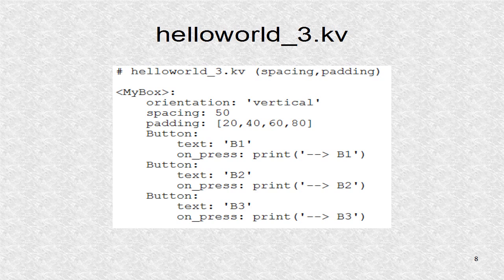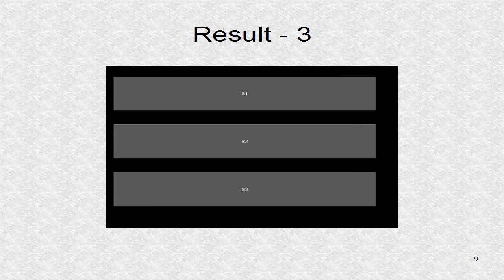Padding adds margins between the layout and its child widgets. Padding is a Python list of 4 elements referring to the left, top, right, and bottom margins. If padding is given only one value, all margins are the same. If padding is given only 2 values, the top and bottom are the same as well as the left and right. We see that left margin is the smallest value in this Kivy file, and the bottom is the greatest. This result confirms that the margins have been correctly added.